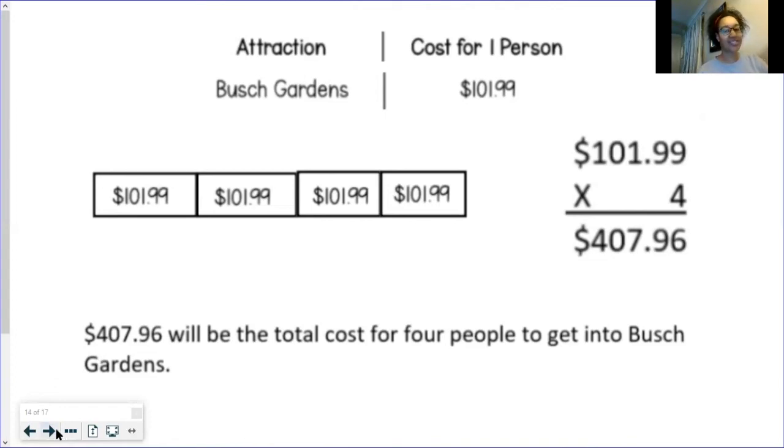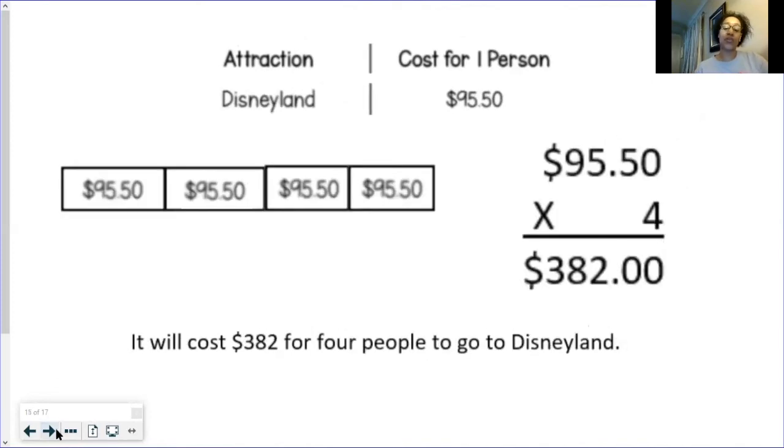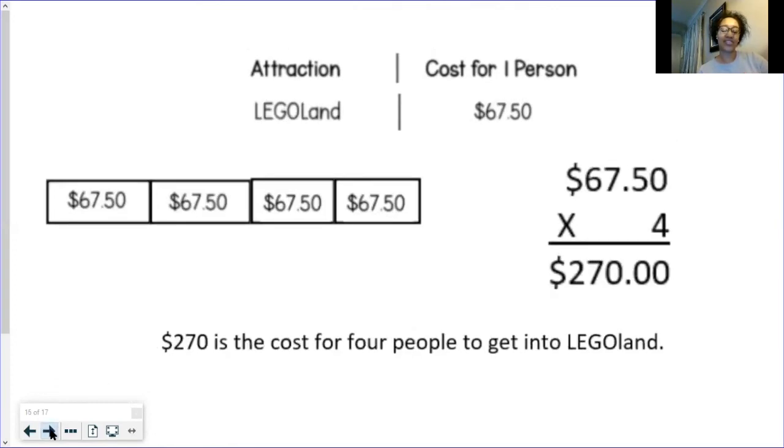2 more locations. Now, for the people who went further, Disneyland, it costs $95.50 for one person. I use my tape diagram again to show how much it was going to cost for 4 people to get into Disneyland. And finally, the last location, Legoland. Legoland only costs $67.50 per person. This shows how much it would cost for 4 people to get into Legoland.